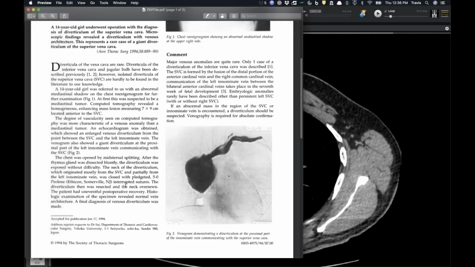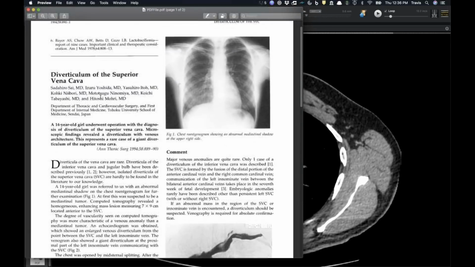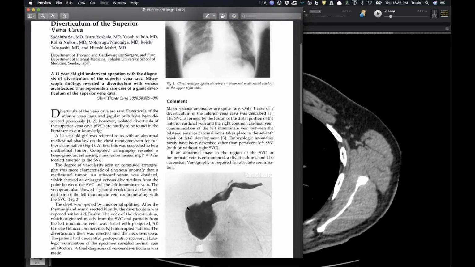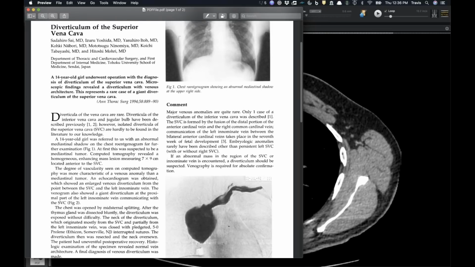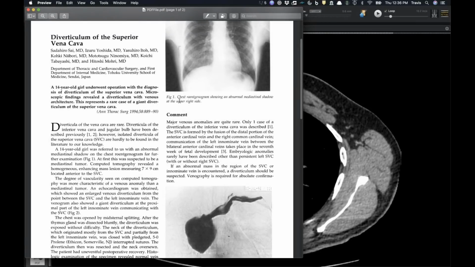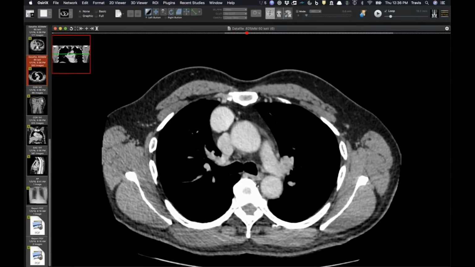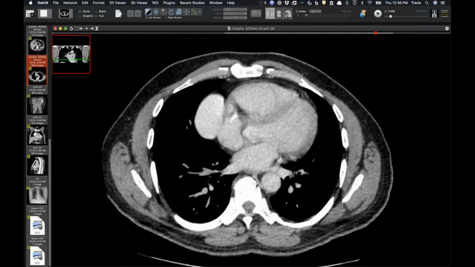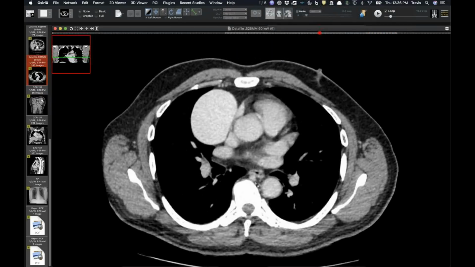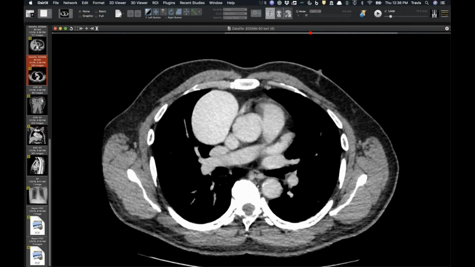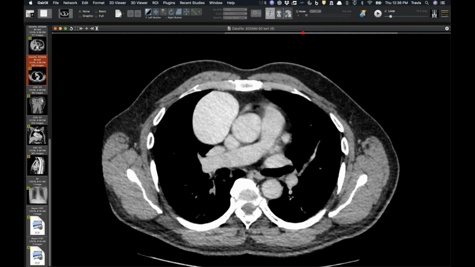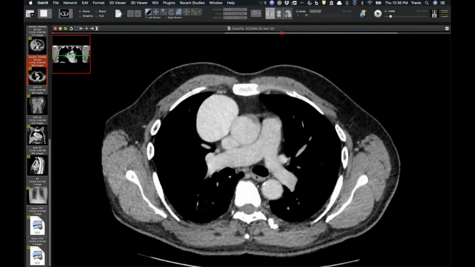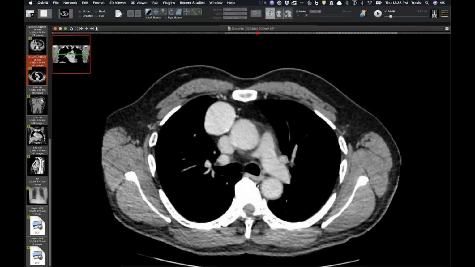My colleague Kim was able to find one paper in the literature that looks strikingly similar to this. This is an older paper where they called this a diverticulum of the SVC. And I think I like this as diverticulum more, but I'm curious what you guys think and if you've ever seen this before. Definitely haven't. This is my very first SVC diverticulum.